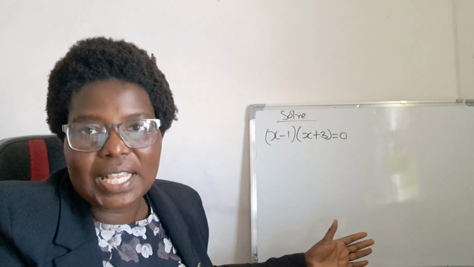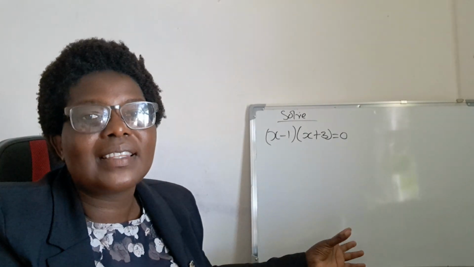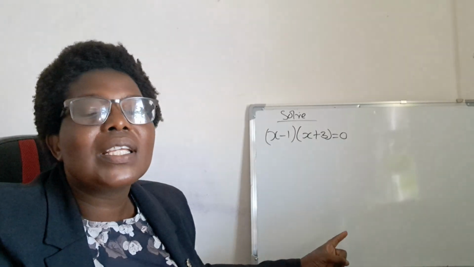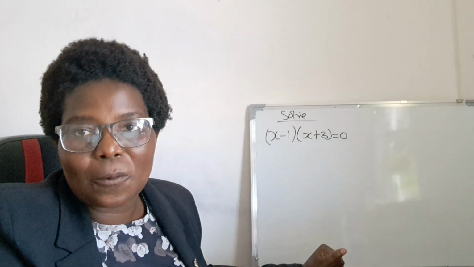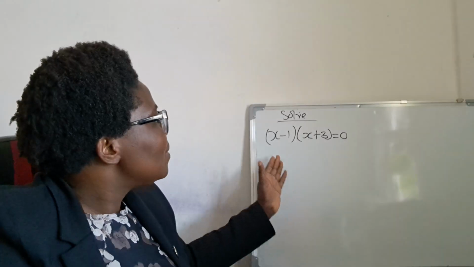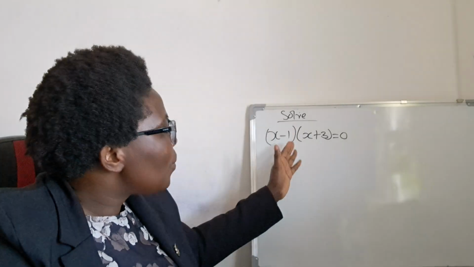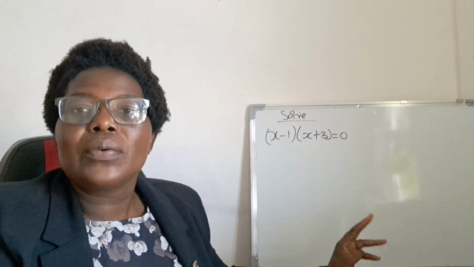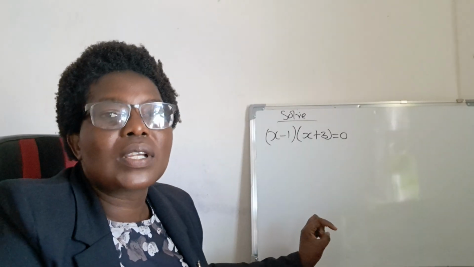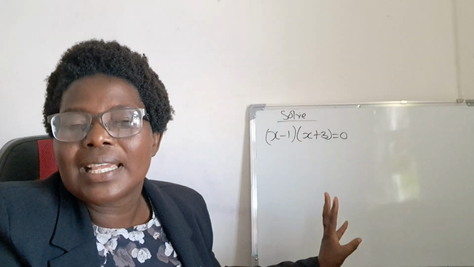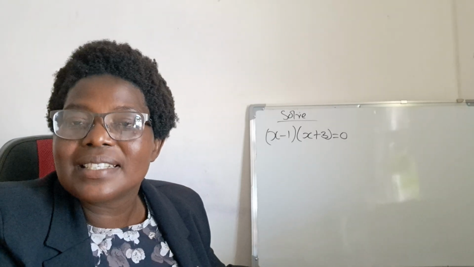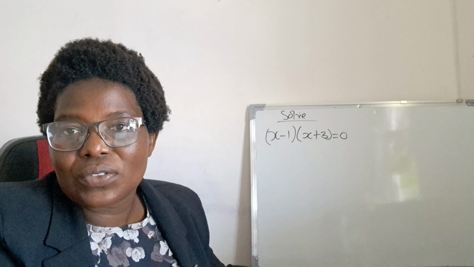Let's solve for x. So we now have another expression with factors multiplying each other, and they all equate to 0, right? Open bracket x minus 1 close bracket, open bracket x plus 3 close bracket, that's equal to 0. When you are provided with this question, you've got a quadratic element in it, but however we cannot use a quadratic equation to solve that.